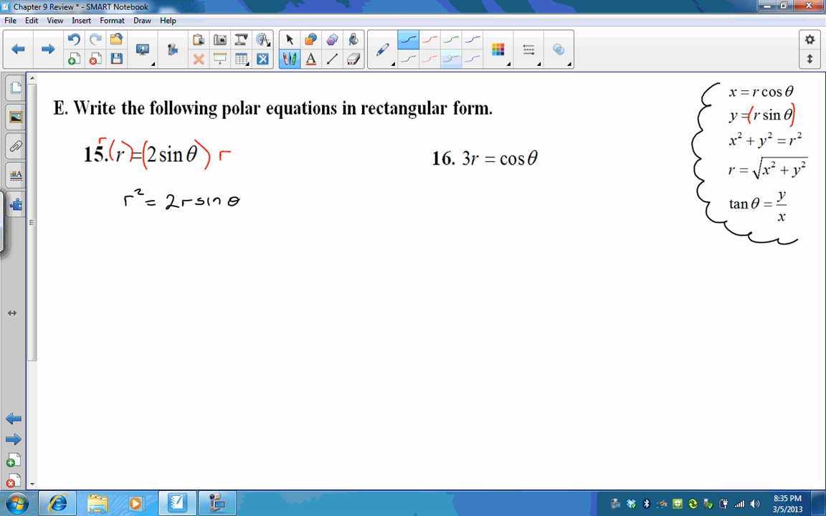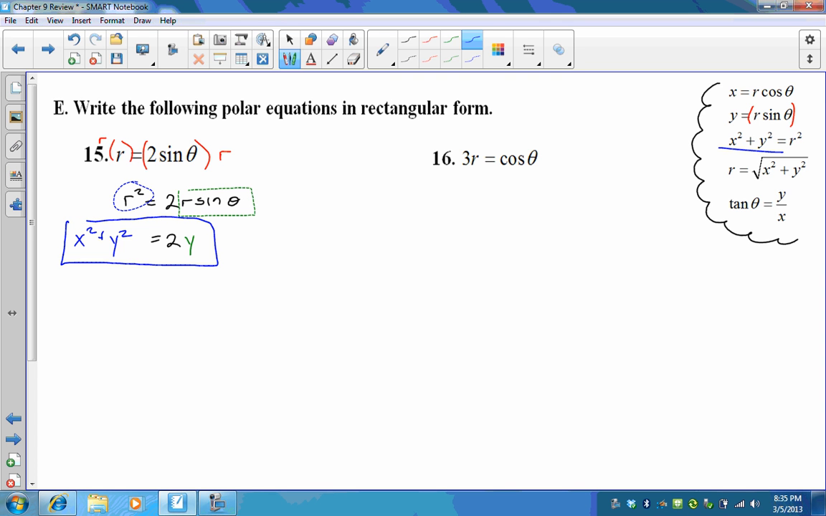And then, remember, we're trying to get out of polar form into rectangular form. So you don't stop until you have only x's and y's as your variables. We know that r sine theta is equal to y and we know that r squared is equal to x squared plus y squared. It says so right here. So x squared plus y squared is equal to 2y. And there's your answer.